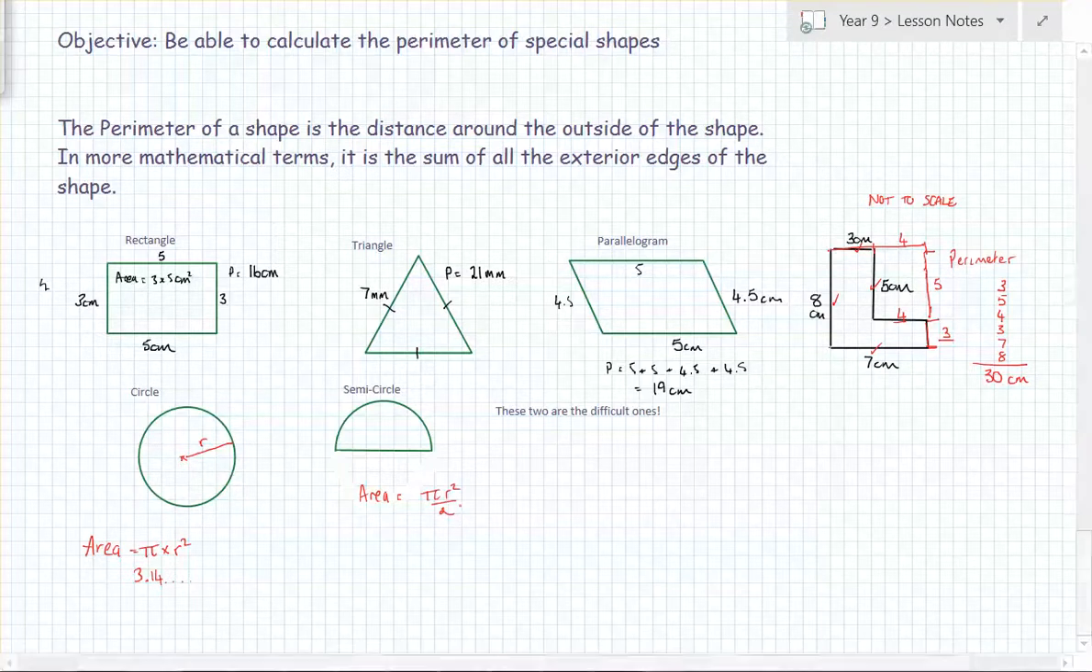Now here's the thing. If we're doing perimeter, to walk around the edge of a shape that's all straight sides, you just get your ruler out and you measure how far you go. Fine. If we were going to do it in real life. But how do we do it with a circle?